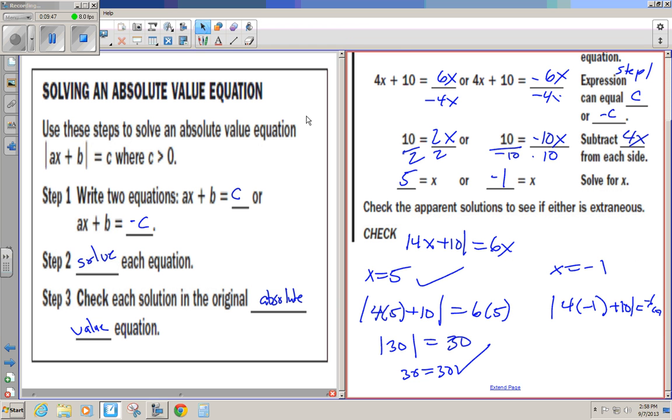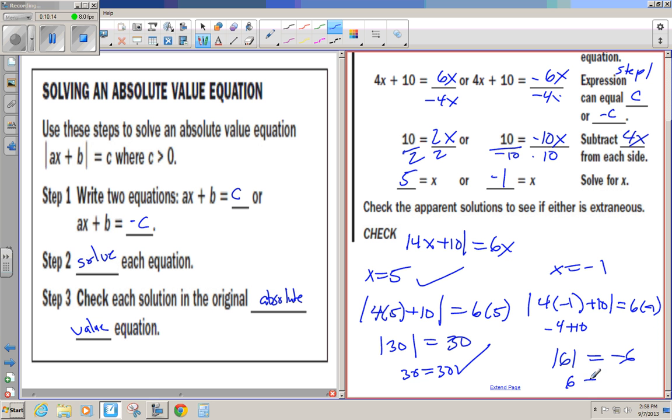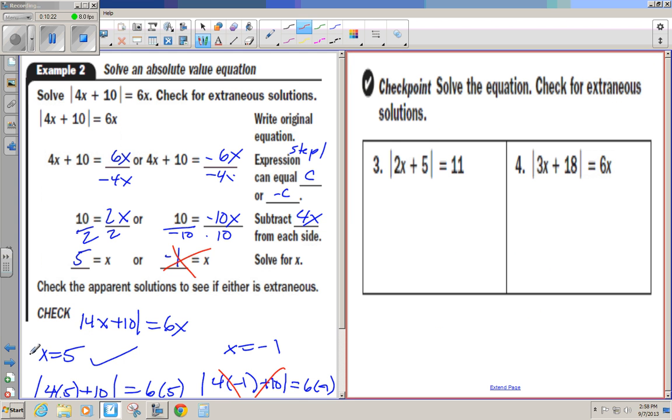Okay, I kind of ran out of room here, so just a minute. So absolute value of 4 times negative 1 plus 10 should equal 6 times negative 1. All right, 4 times negative 1, negative 4, plus 10, that's 6. The absolute value of 6 should equal negative 6. Does 6 equal negative 6? And the answer is no. Therefore, negative 1 is not a solution.